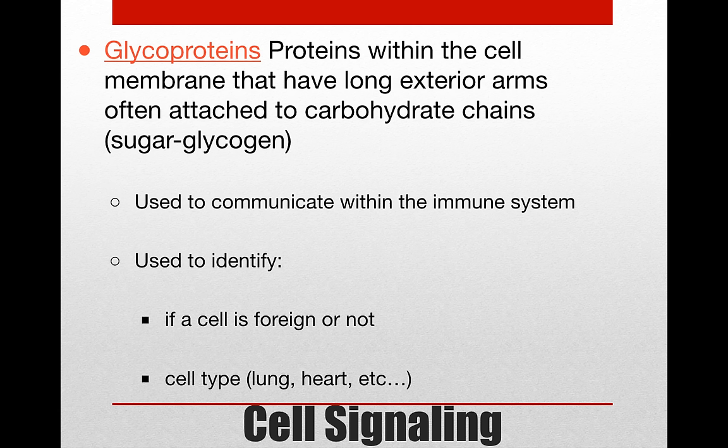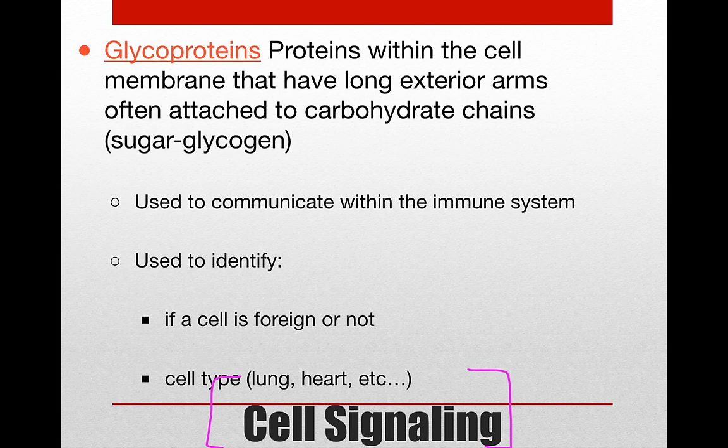So again, these glycoproteins are proteins within the cell membrane. They have long exterior arms, and they're often attached to carbohydrate chains or sugar. Again, they're used to communicate within the immune system. They're used to identify if a cell is foreign or not. And it also can tell what cell type it is, if it's a lung, a heart, a skin cell, whatever that is. So they give a lot of information that the immune system can recognize. And so we call this cell signaling. That's an important idea to know, the cell signaling.